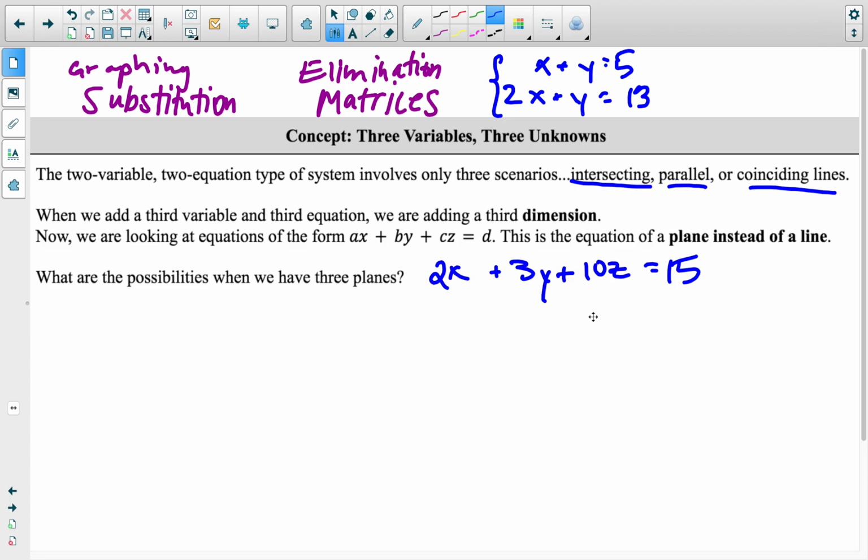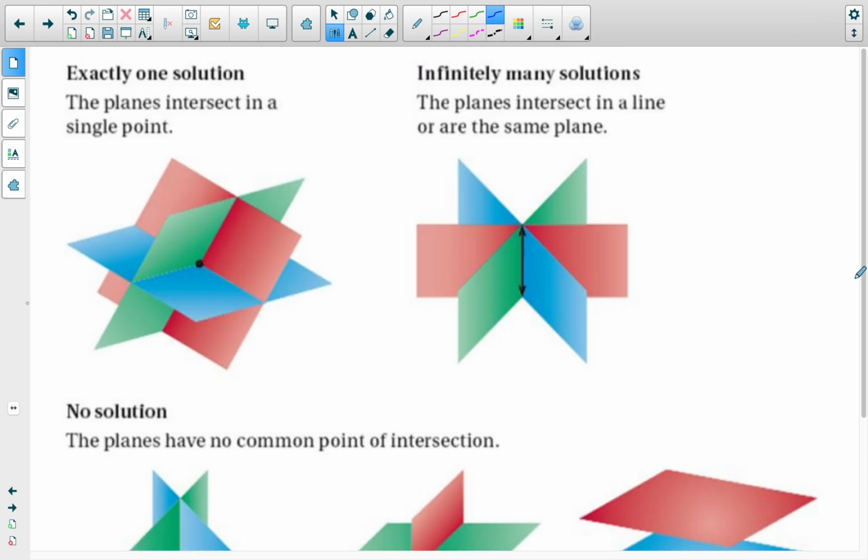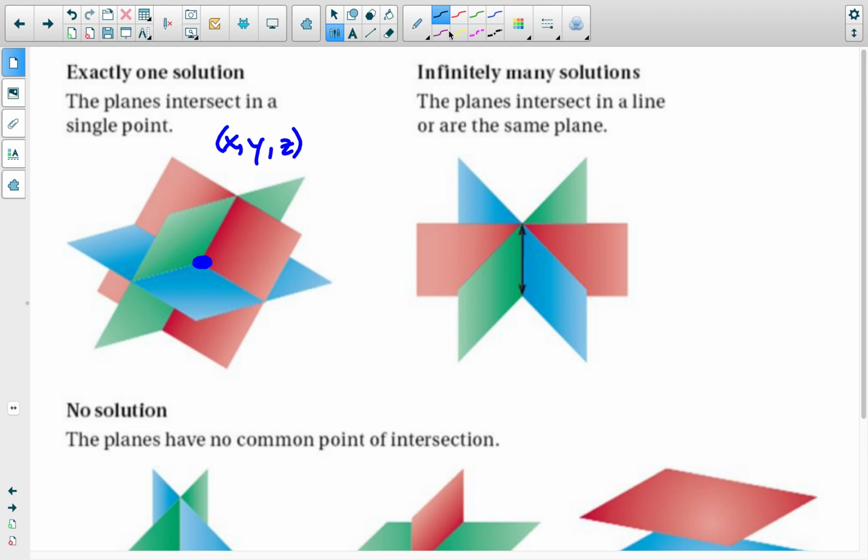So what are our possibilities when we have 3 planes like this? Here's an image that you have access to in your notes, or it's kind of blown up here. A plane is just like a piece of paper, so picture it like a piece of paper. Those pieces of paper could intersect in such a way that they have exactly one ordered triple that is their solution. It's also possible that it looks something like this, where there is more of a line. So those planes intersect at a line, and this is a case where there are infinitely many solutions.